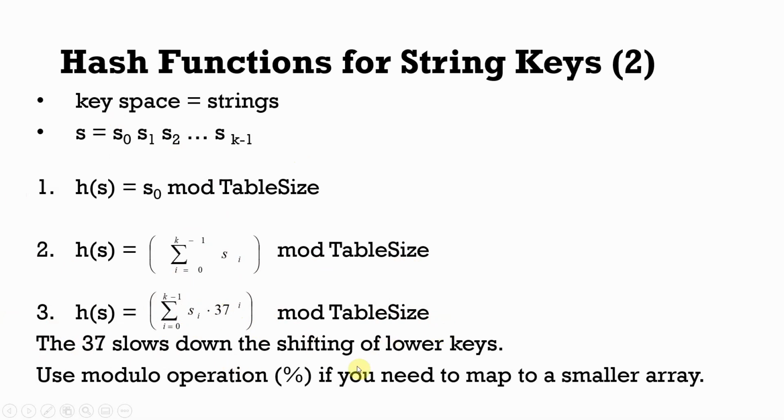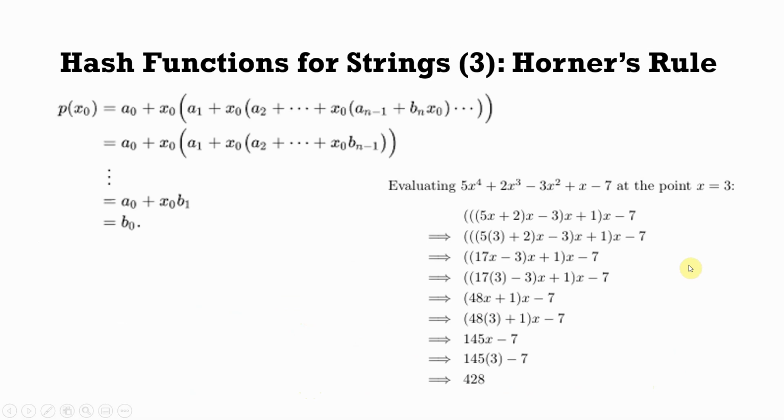The 37 slows down the shifting of lower keys, and use the modulo operator if you need to map to a smaller array. So this is used if our table size is small, if you need to map to a smaller range. Excuse me. I briefly mentioned Horner's rule.